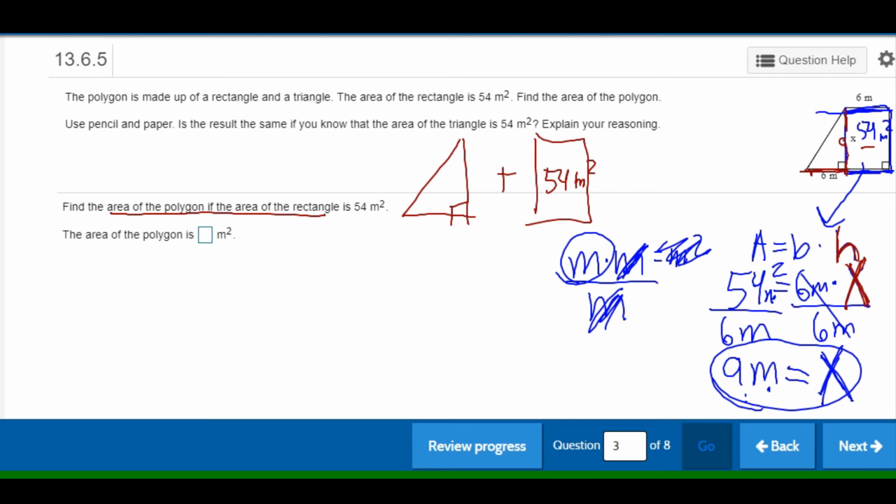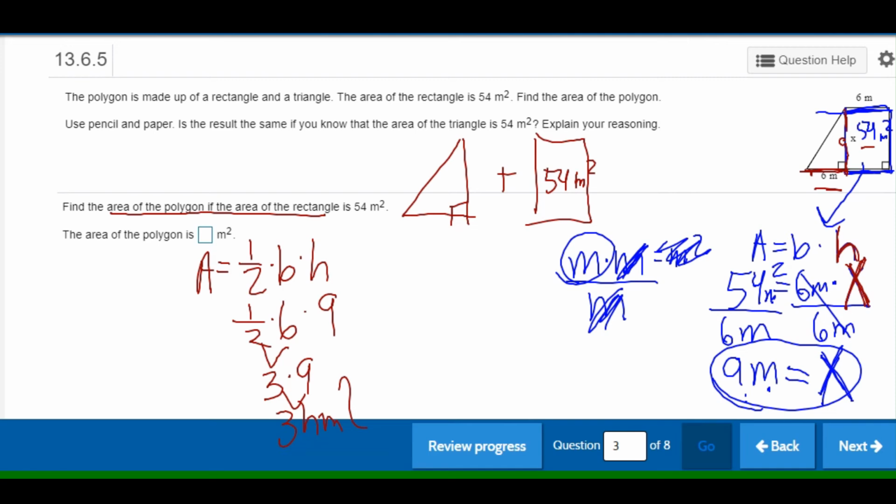So to find the area of the triangle, we need to use our formula for a triangle. A triangle is half of a rectangle, so I'm going to use 1/2 times the base times the height. Since I know my base is 6, because it says 6 right here, and I know my height is 9, I can find the area. So half of 6 is 3 times 9 is 36 meters squared. And then I can add 54 plus 36 to find the answer, which is 90.